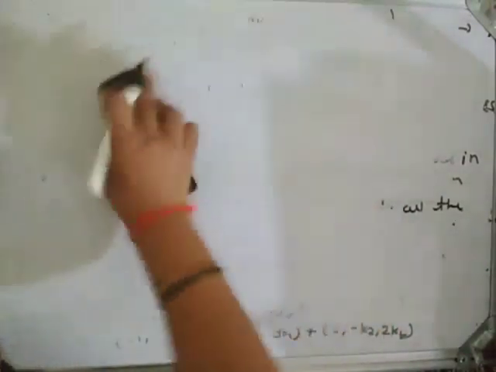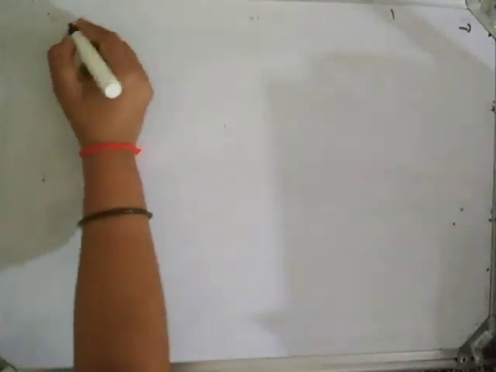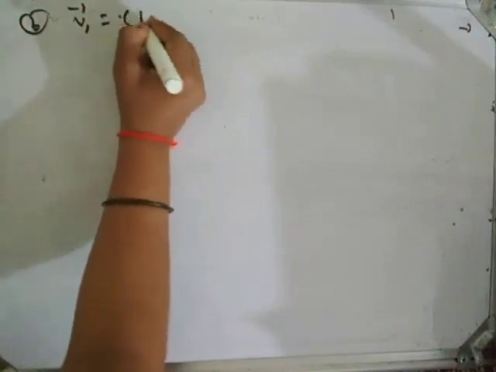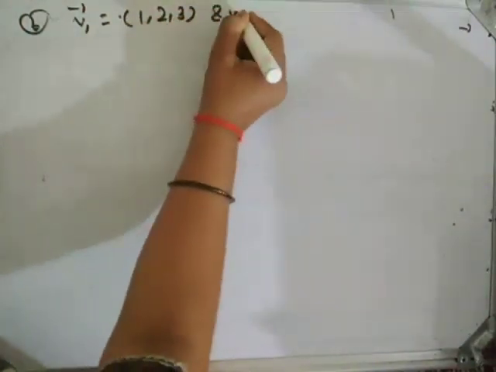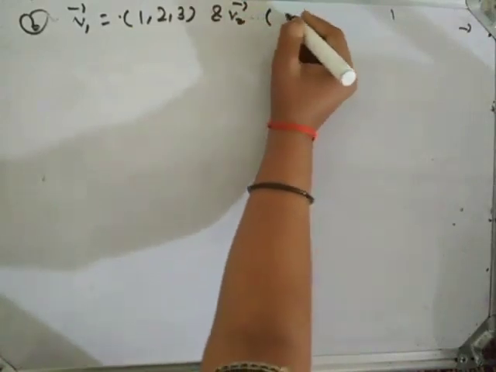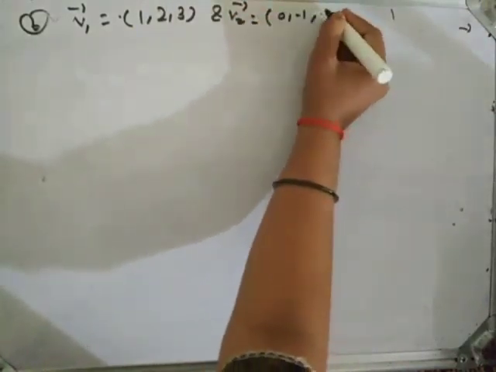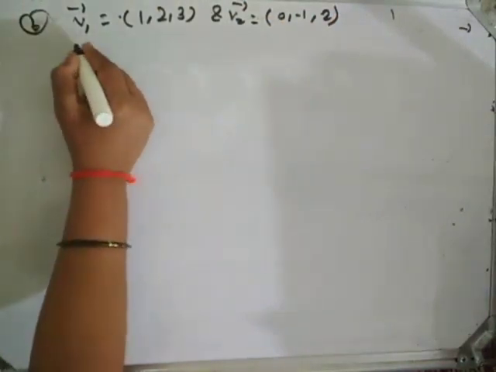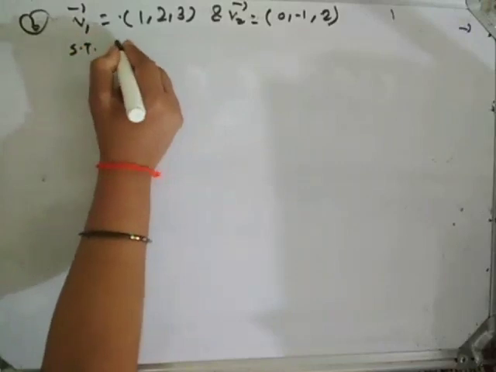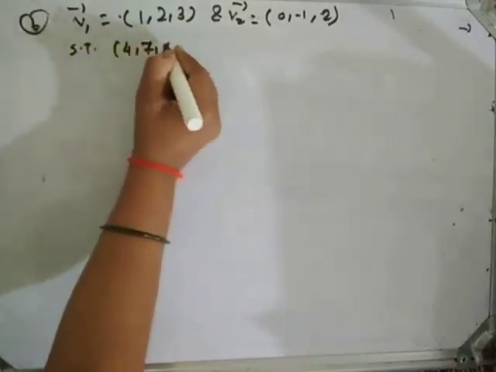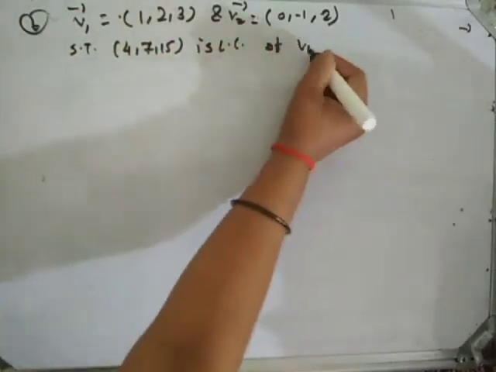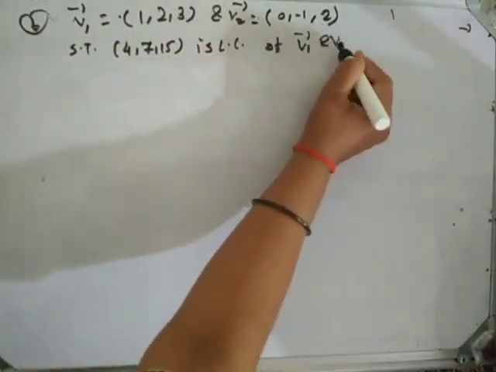Now we will solve part B. In part B, first of all I will write here. We have v1 bar is equal to the vector (1, 2, 3) and v2 bar is equal to the vector (0, -1, 2). We have to show that (4, 7, 15) is a linear combination of v1 bar and v2 bar. Okay.